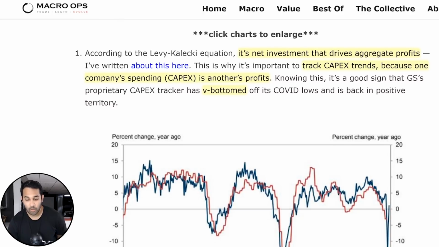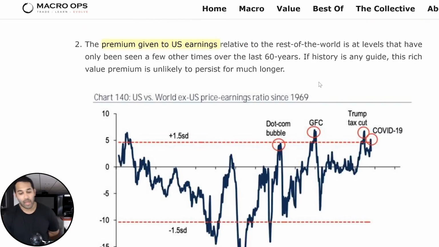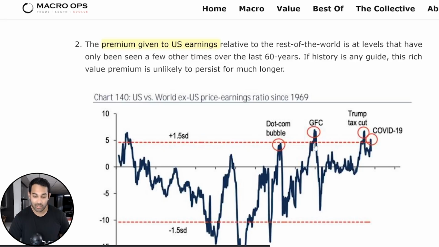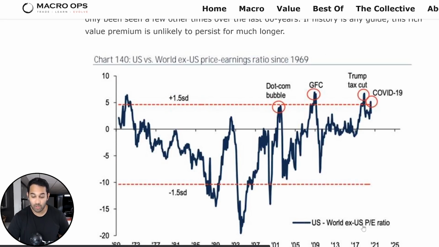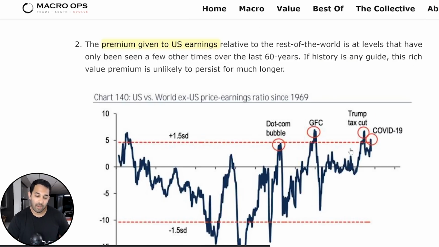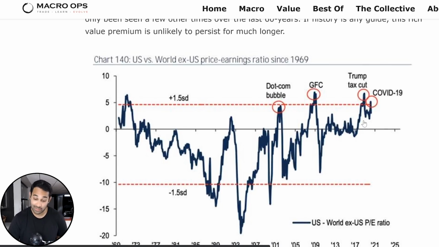I hope so. But going back to present day, if we look at CapEx, it's expanding again, and that is positive. More profits in the economy. Now on the bearish side, you could see the premium given to US earnings relative to the rest of the world, which is what this chart is right here. The US minus the world PE ratio. It is at levels that have only been seen a few other times over the last 60 years. So normally when that premium gets this high, it doesn't persist for much longer, meaning stocks gotta fall.